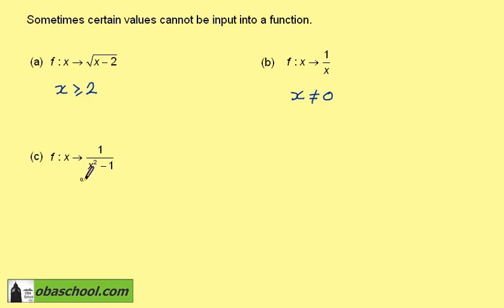The same is true here. We're not allowed to divide by 0. So we're not allowed for x squared minus 1 to be 0. That means that x squared can't be equal to 1, and that would be plus or minus 1. So we'd have to exclude minus 1 and 1.